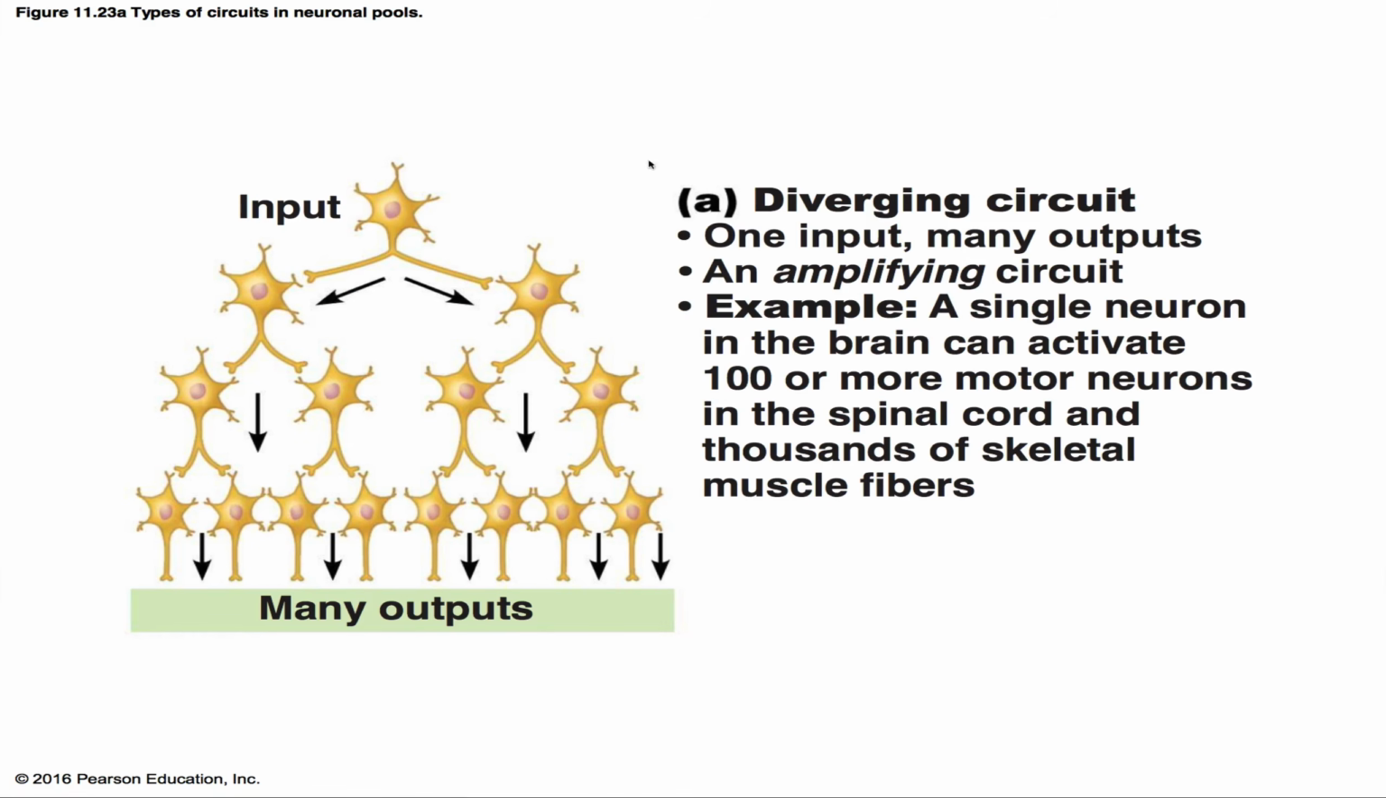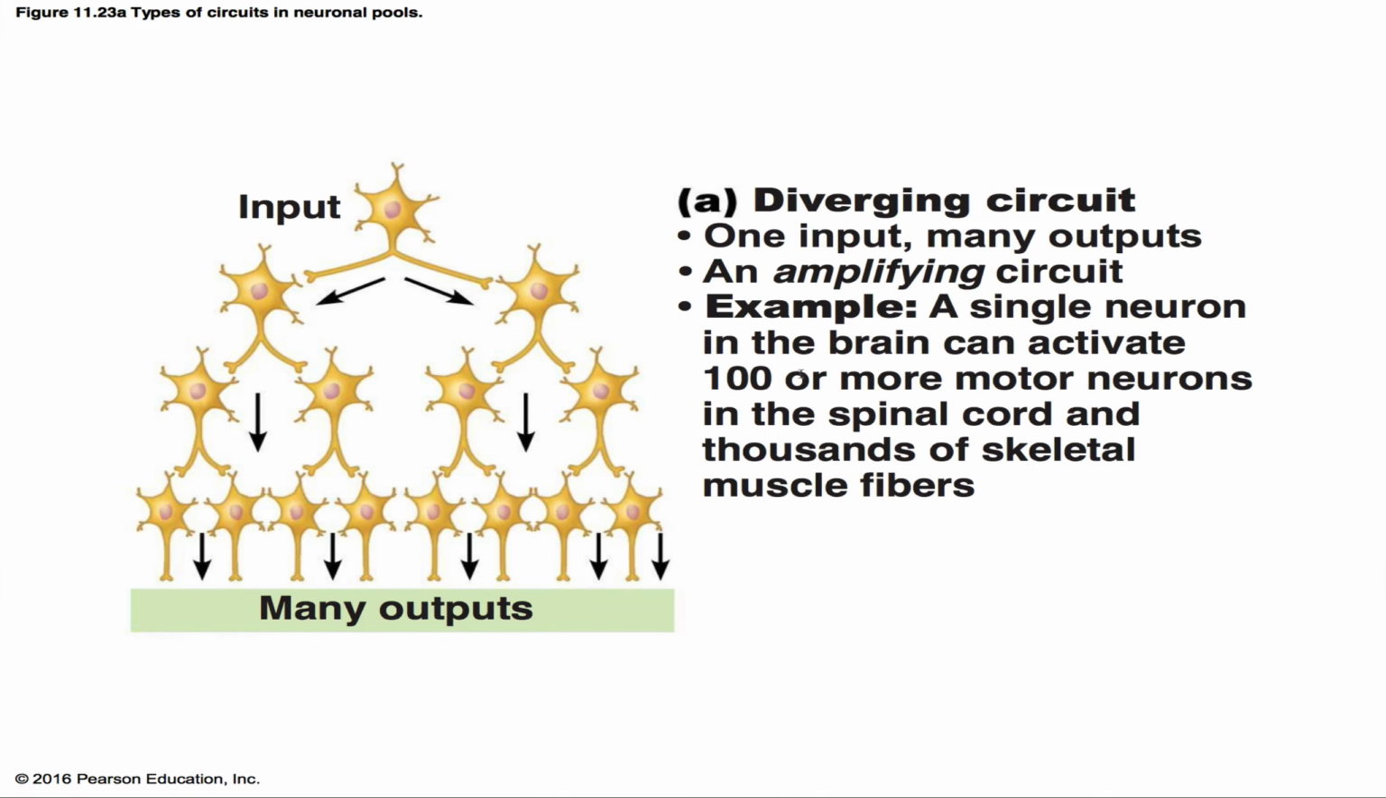So this is an example of a diverging circuit. Here we have a single input, and this single input branches off into multiple inputs. So the farther along you go, each branch ends up getting larger and larger. You can see we go from 1 to 2, and each one of these 2 now connects with 2 more, and each one of these ends up connecting with 2 more. So it's almost like a pyramid if you kind of look at it.